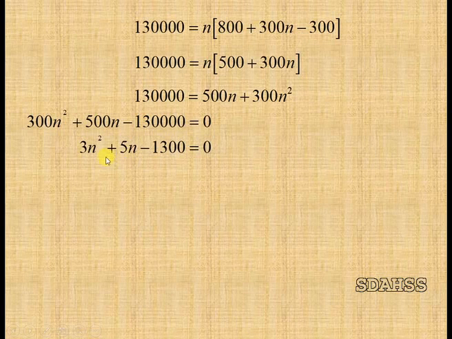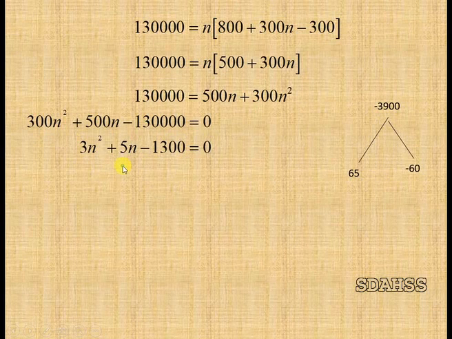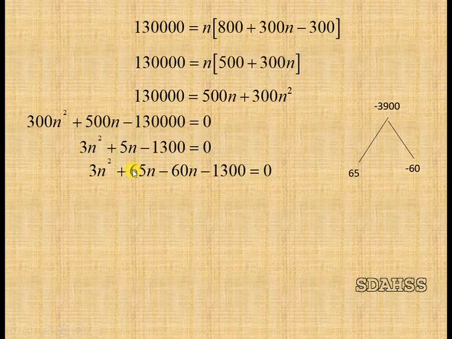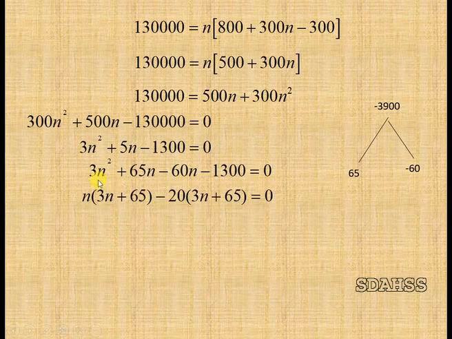Factorize. Here the sum is 5 and the product is minus 3,900. Minus 3,900 can be written as 65 into minus 60. If you multiply, you will get minus 3,900. If you add, you will get 5. You keep the first and the last term as it is. In between, you have to write 65n minus 60n. 3n square plus 65n minus 60n minus 1,300 is equal to 0. In the first two terms, n is common, so take it outside. So you have n into (3n plus 65). In the last two terms, minus 20 is common, so take it outside.